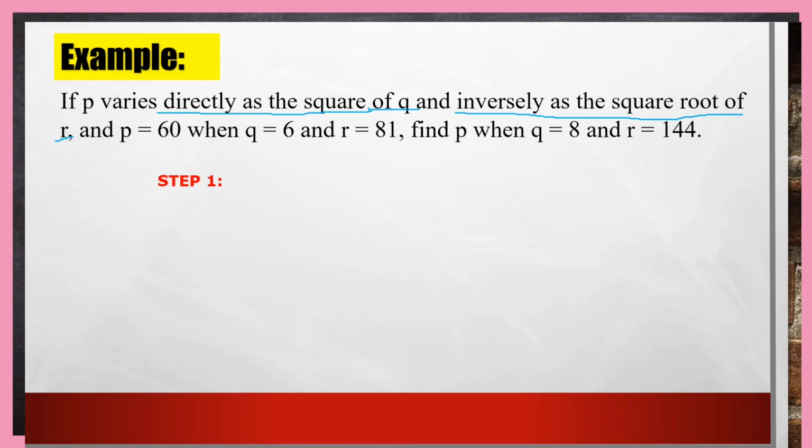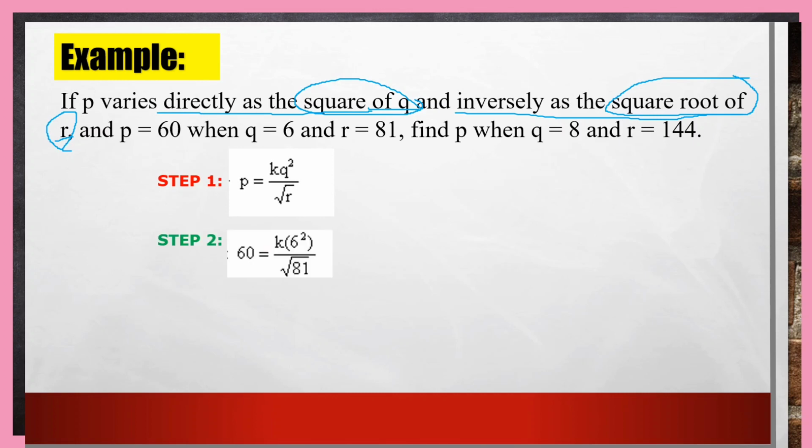For step 1, we have p is equal to k, which is the constant of variation, then q squared because we have the square of q, and then all over the square root of r. So we have here square root of r. And that is the mathematical equation for step 1. Then let us proceed to step 2.